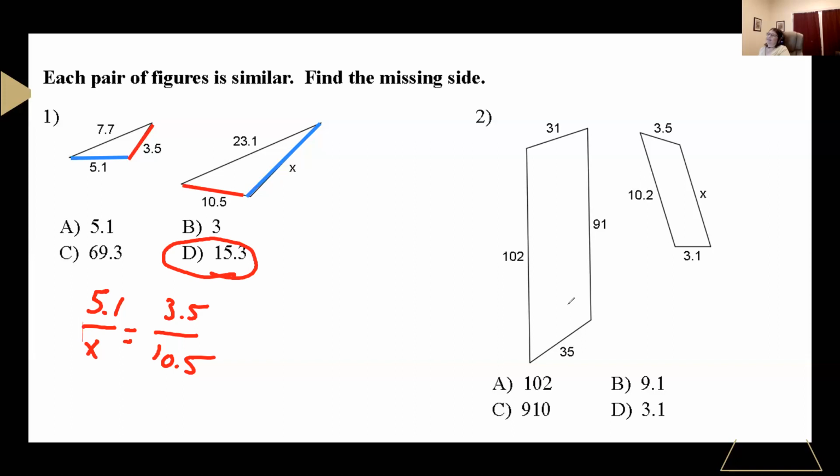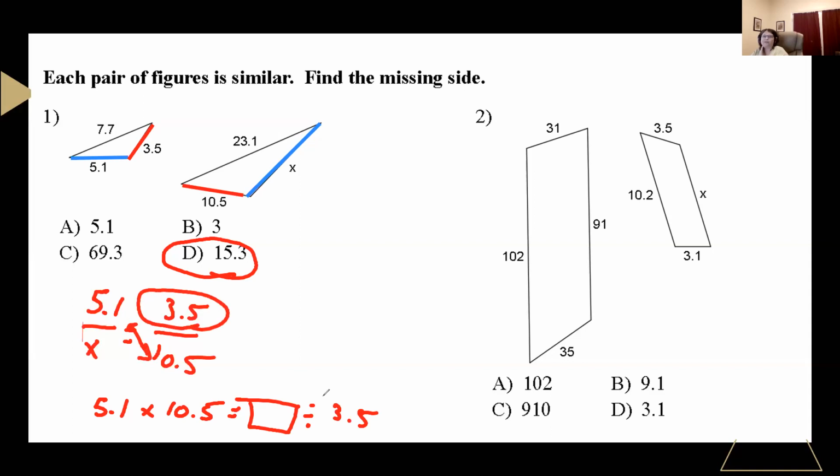So let's look at this next one. This one is not a triangle, is it? This one you would take 5.1 times 10.5. You get your answer and then divide it by 3.5. You always multiply on the diagonal and divide by the leftover number.